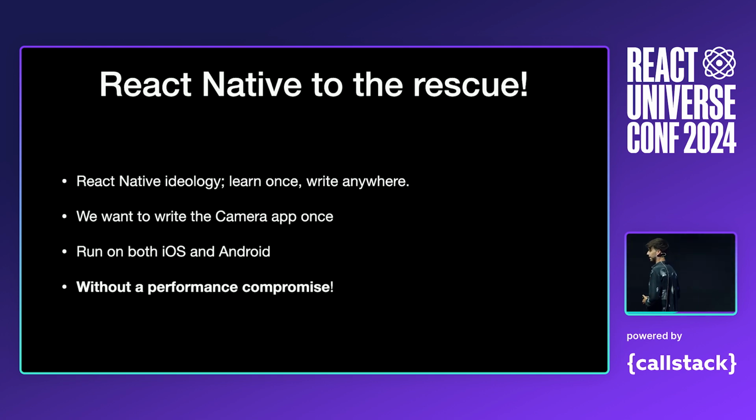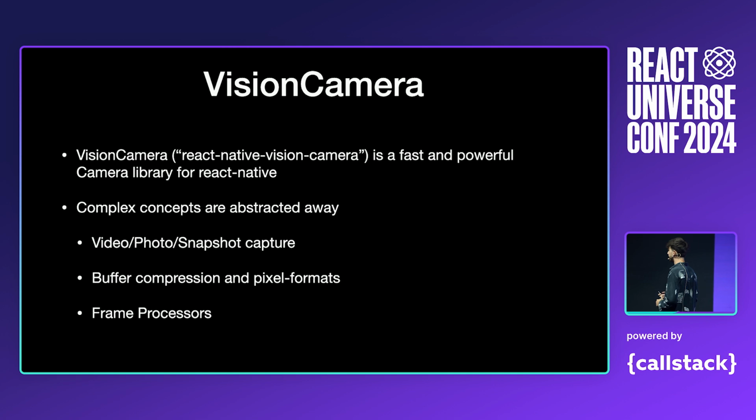So that's where React Native comes into play, and I'm sure we all use React Native because of this reason. We can write the code once. So in this case, we learn once, write anywhere. In the case of VisionCamera, we write it once and deploy it to iOS and Android. The key missing piece here is we need to do this fast. So performance is the primary concern here, because we're dealing with camera stuff, and camera stuff needs to be fast. I'm going to explain that in a second, why.